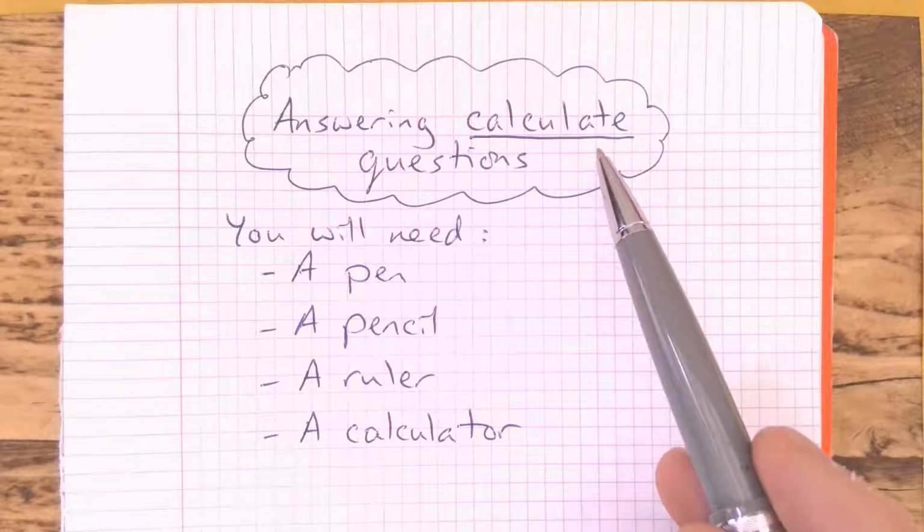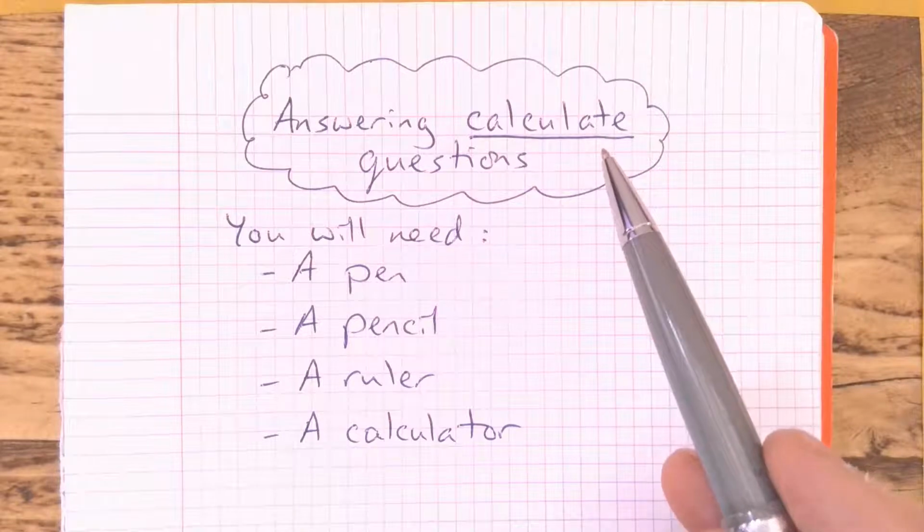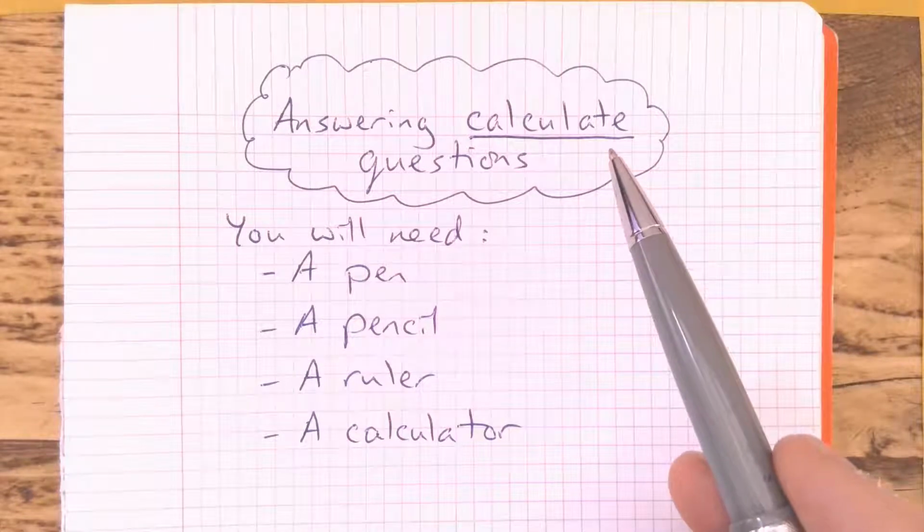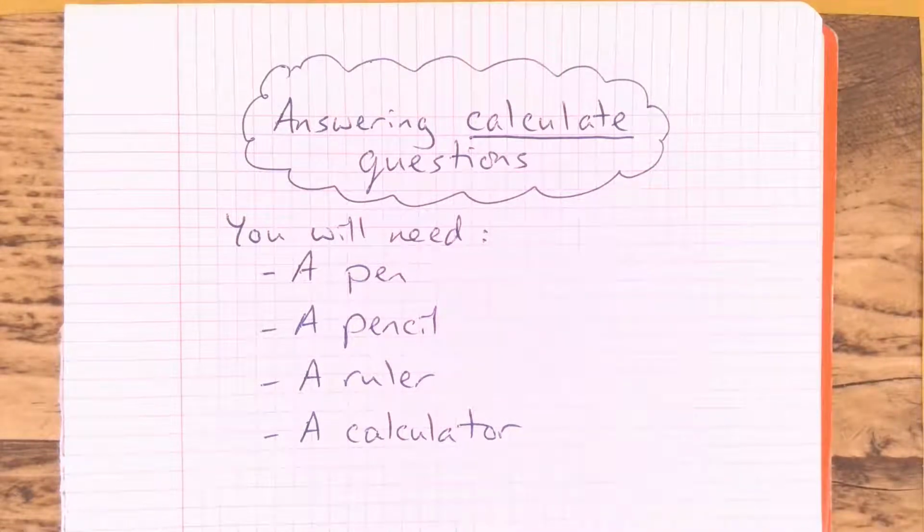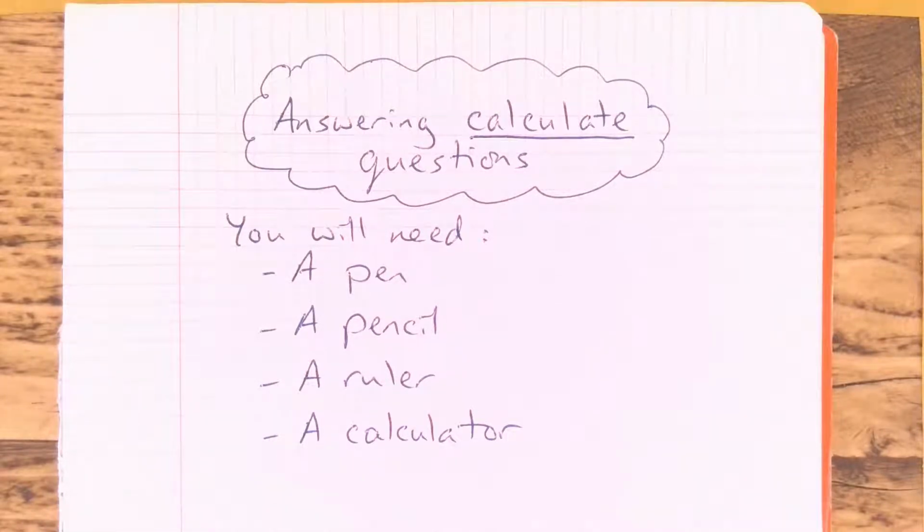Specifically here we're looking for calculate questions that have more than one mark available, where there are little sneaky things that the examiner might have put in to try and trick you, to catch you out. So for this session you're going to need a pen, a pencil, a ruler and a calculator. Okay, you're going to need all four of those things.